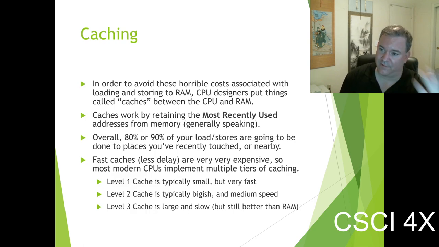And then a lot of systems have L3 caches. I don't believe the Raspberry Pis do. I believe they only have L1 and L2. L3 cache is oftentimes used to share caching between different cores on a CPU, but it can be quite big. It could be like 20 megs or something like that.